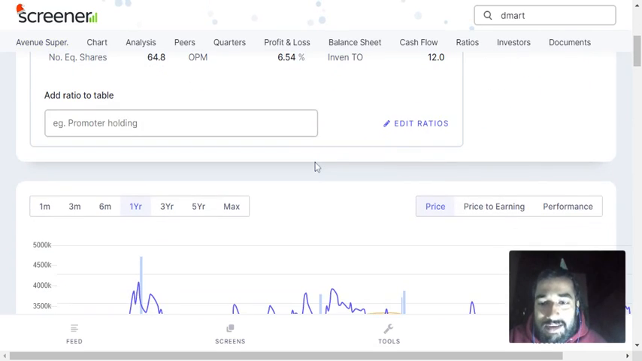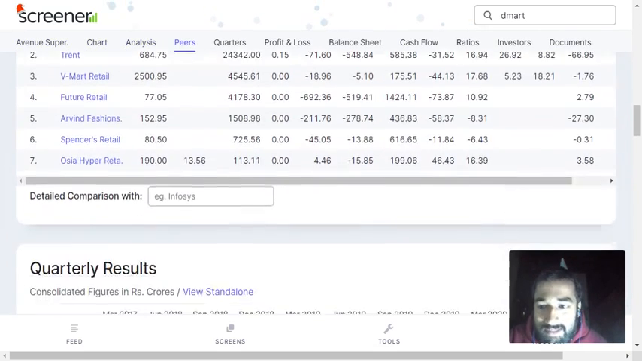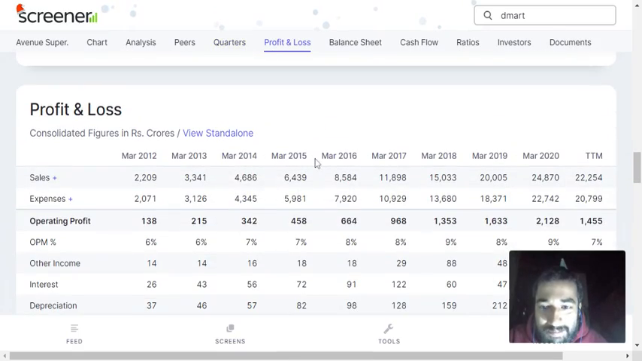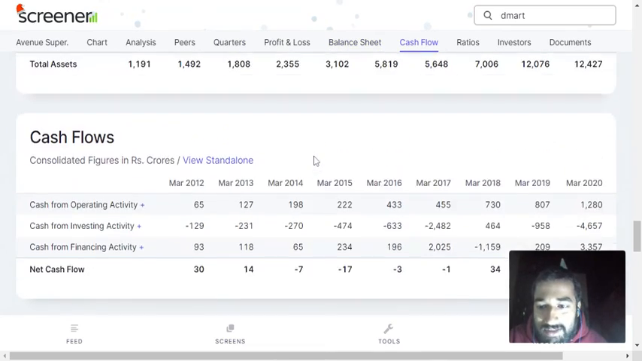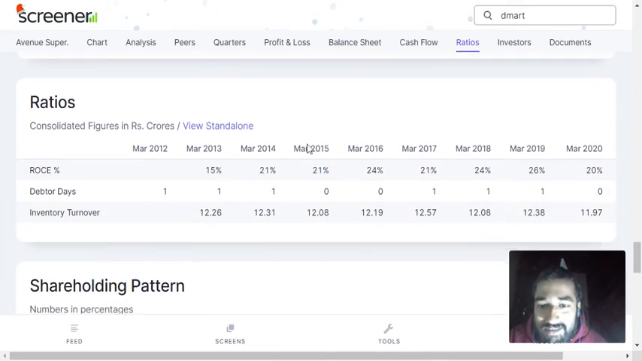Our next parameter is return on capital employed, and sadly a lot of people do not give it its due credit. It's a very important parameter. It tells you how much return your company is generating on the invested capital.